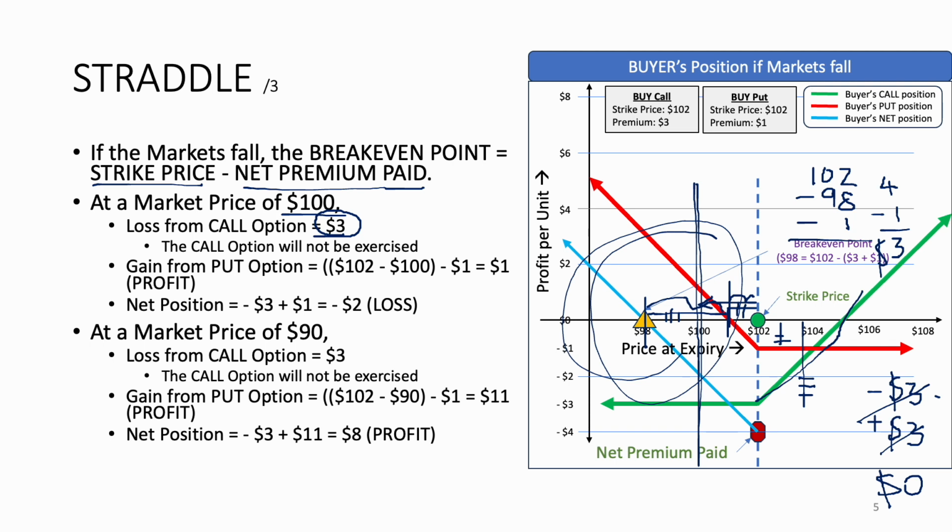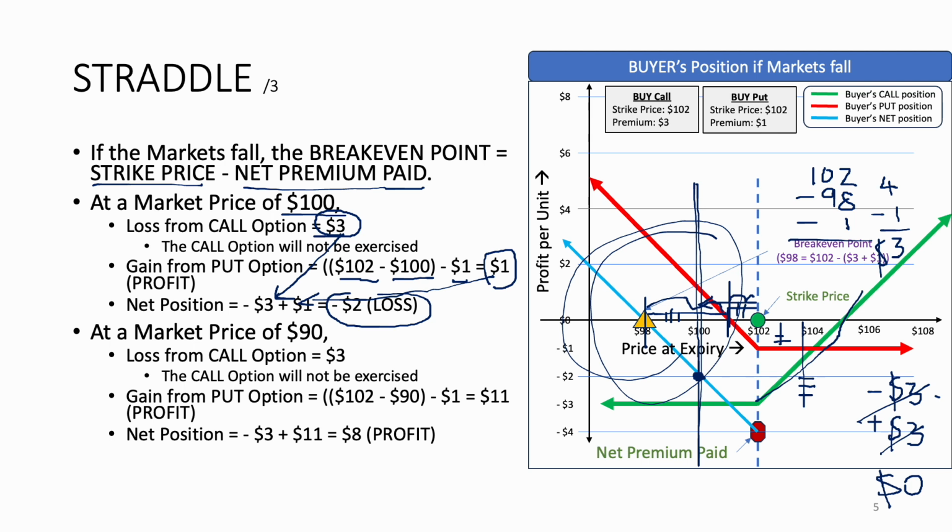But the put option will be exercised because the market has fallen below the strike price of the put option, and the strike price is $102 minus the market value of $100 minus the premium of $1 which is paid. So we have a net profit of $1. The net position is that we have lost $3, that is minus $3 plus $1 because we have made a profit. So this makes a net loss of minus $2. At this point, you can see the blue line is cut somewhere here at minus $2. So this is our net position.